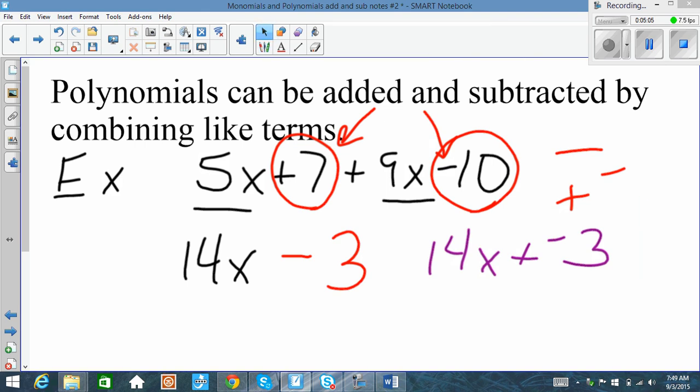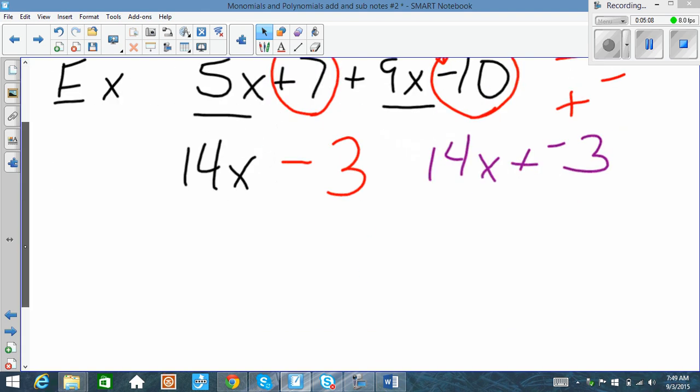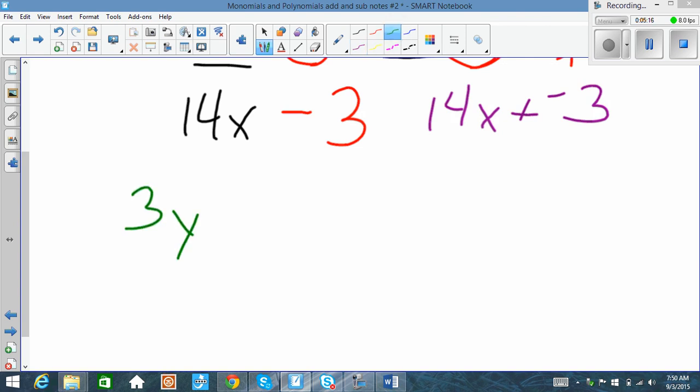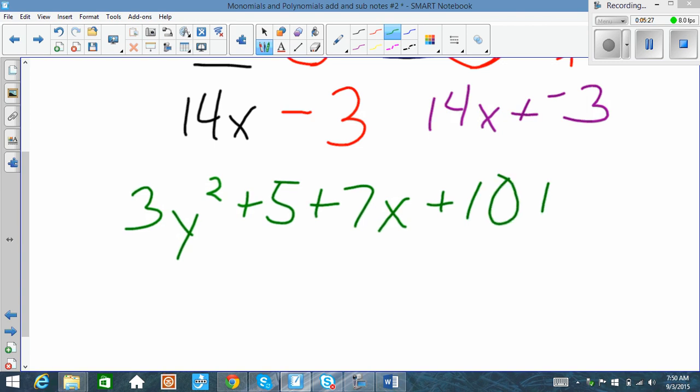Another example is when you don't have a lot of like terms. So example number 2 here would be, let's say we had 3y squared plus 5 plus 7x plus 10, and keep it simple, plus maybe 8. So when I look at this problem, 3y squared plus 5 plus 7x plus 10 plus 8, nothing too hard here. So I would have to combine any like terms.